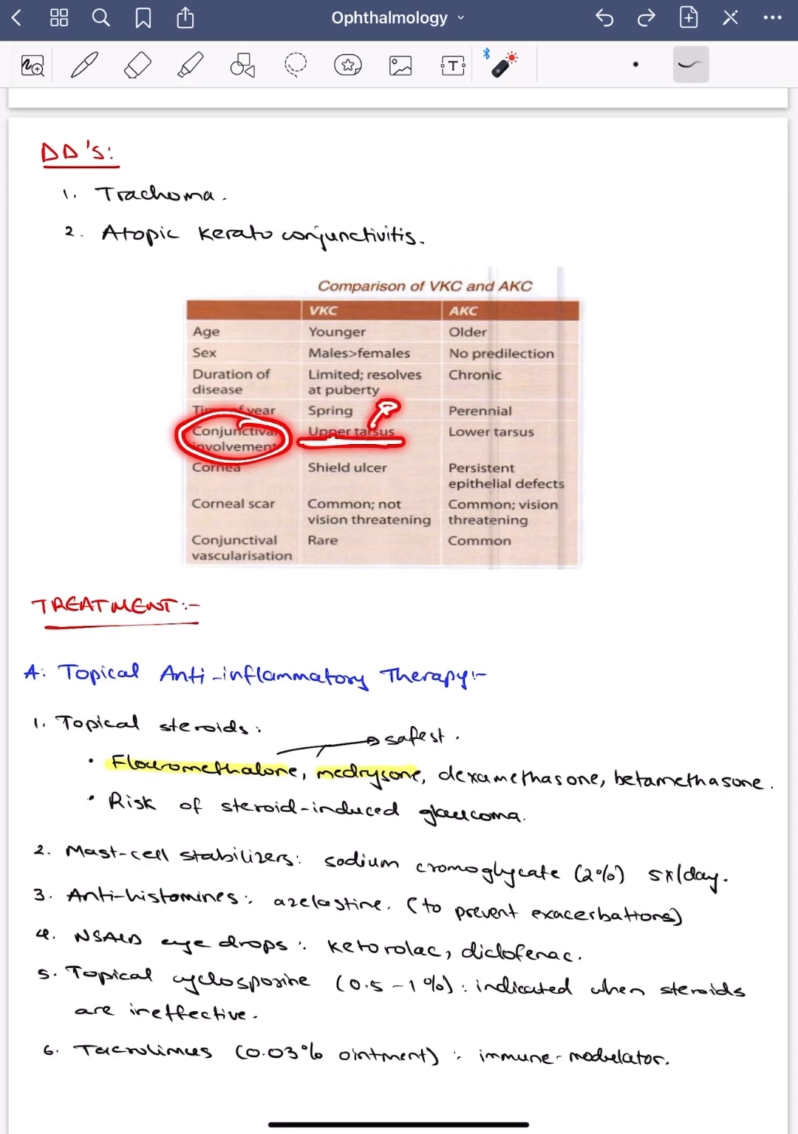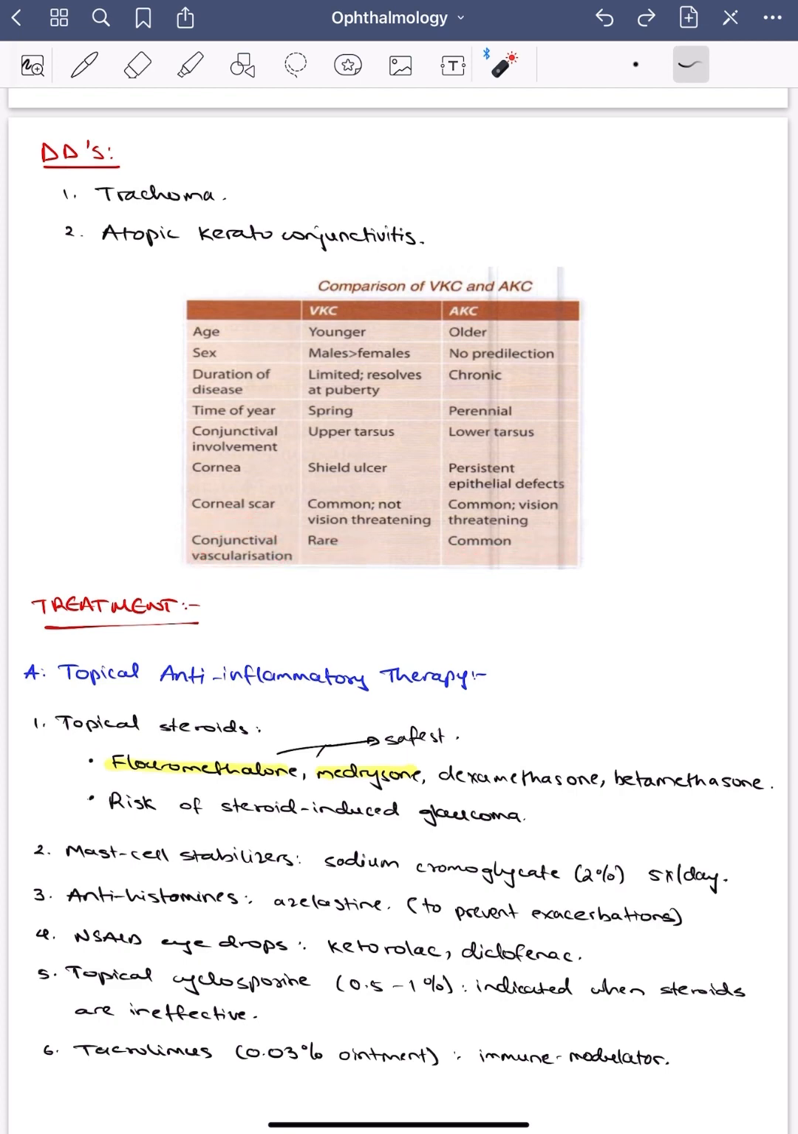Remember the features we've discussed, that is presence of papillae arranged in cobblestone fashion, whereas in AKC it is seen in the lower tarsus. Cornea shows presence of shield ulcer, whereas shield ulcer is absent in AKC. Corneal scar is common, but it is not vision threatening, whereas in AKC the scars are vision threatening. And the conjunctival vascularization is rare in VKC, whereas it is common in AKC.